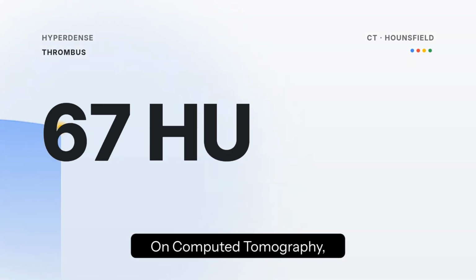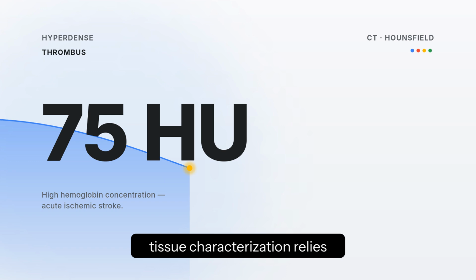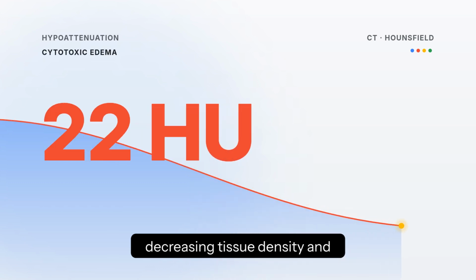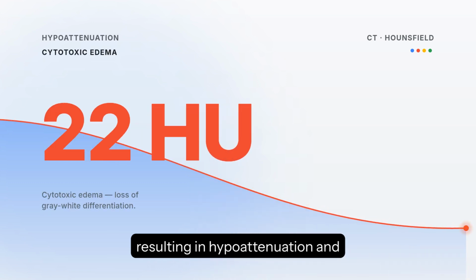On computed tomography, tissue characterization relies entirely on linear X-ray attenuation measured in Hounsfield units. In acute ischemic stroke, an intravascular thrombus appears hyperdense due to high hemoglobin concentration. As cytotoxic edema develops, sodium-potassium pump failure drives fluid influx into brain cells, decreasing tissue density and resulting in hypoattenuation and loss of gray-white differentiation.